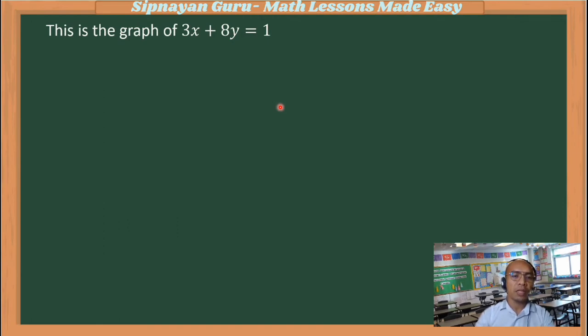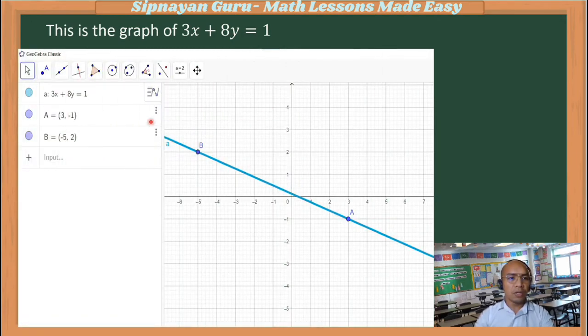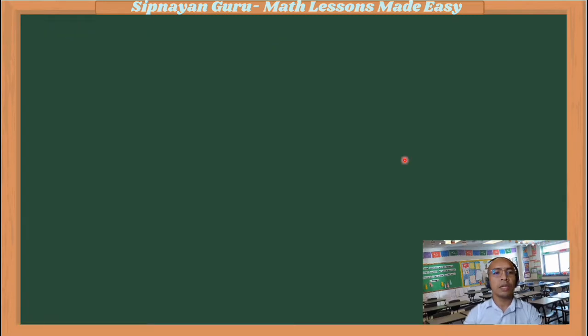Again, we will verify through the graph. So the equation is 3x plus 8y is equal to 1. So this is the graph. So indeed, as we have shown, point A is 3 and negative 1, and point B is negative 5 and positive 2. So the graph of the equation really passed through these 2 points.